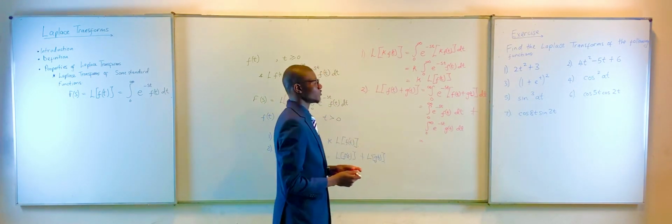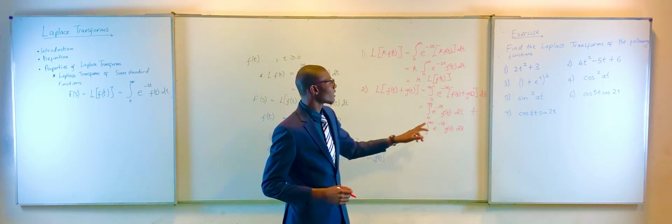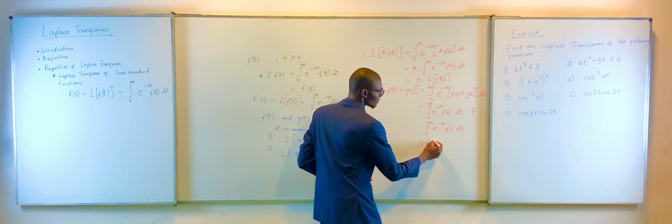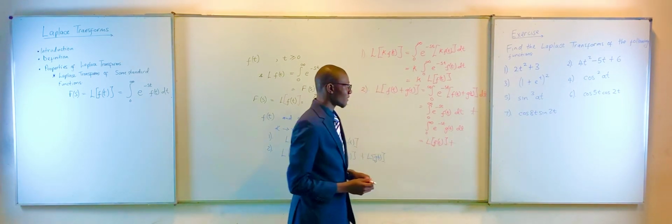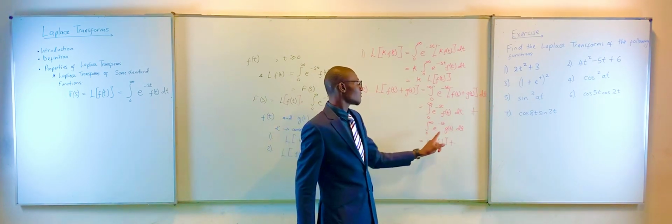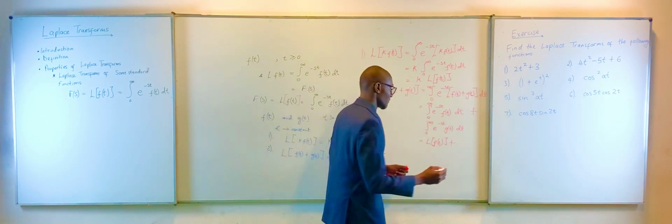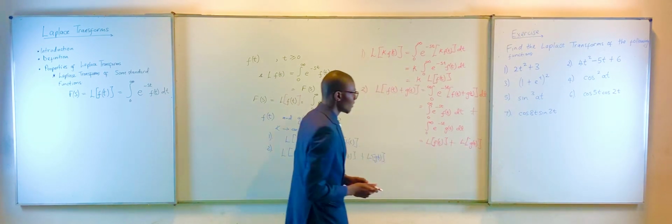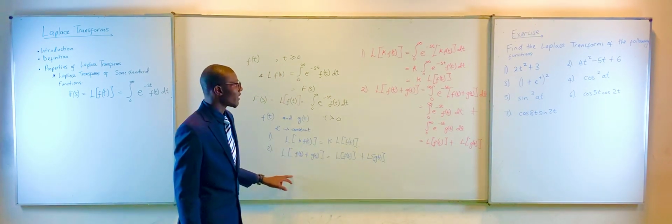And this will be equal to, so we know that the integral of e to the power minus st f of t dt from 0 to infinite is simply the Laplace transform of f of t. Then plus the integral of e to the power minus st g of t dt from 0 to infinite. This is simply the Laplace transform of g of t. So now this proves the second theorem that we have.